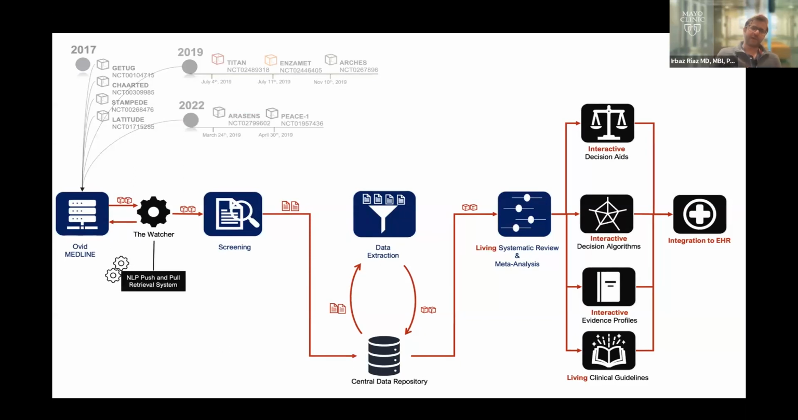I was asked to focus a little bit on the process. Some of those things are very simple. They don't need fancy machine learning. Others are a little bit more complex, still pretty hard to do. The watcher module is built on a simple natural language processing push and pull retrieval system. Screening is more like the bigger AI models. We are moving towards large language models to screen the relevant citations now. And same thing for data extraction. We started with very simple machine learning annotation models when we started the process.